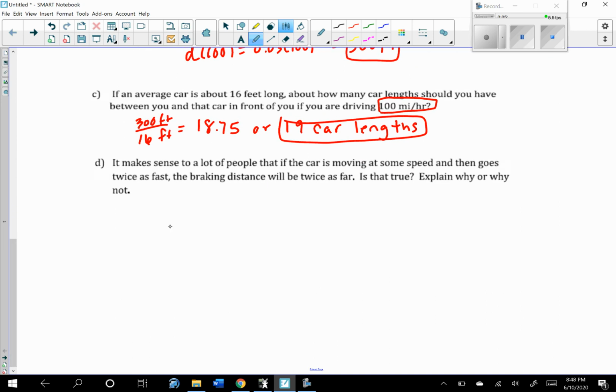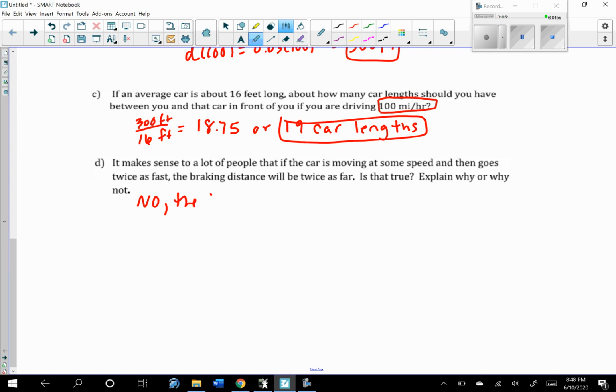And for D, it says it makes sense to a lot of people that if the car is moving at some speed and then goes twice as fast, the braking distance will be twice as far. Is that true? Explain why or why not. Again, answer this on your own, and then when you're done, you can unpause. So the answer is no.